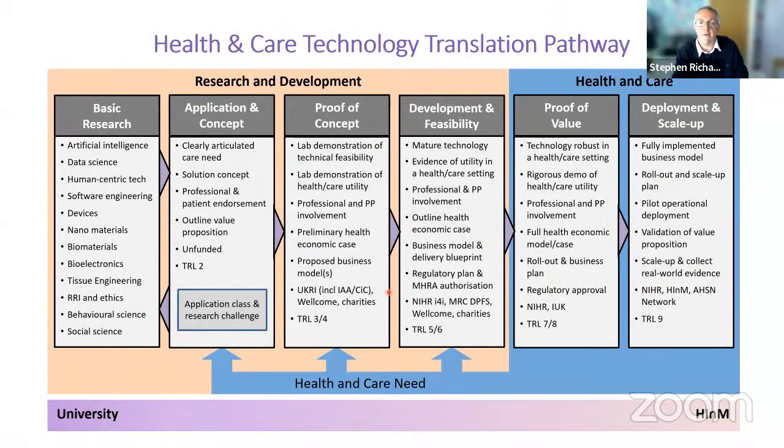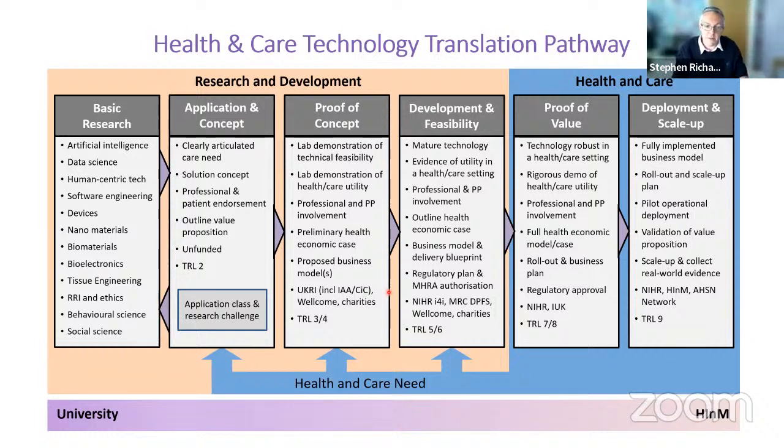Some of you might be aware of this slide, which is the translation pathway for health and care technologies, spanning all the way from very basic research through initial application and proof of concept, through development and feasibility, and then into the healthcare setting for deployment ultimately, and scale up and scale out. There are different activities going on at different TRLs, so different points in this pathway.